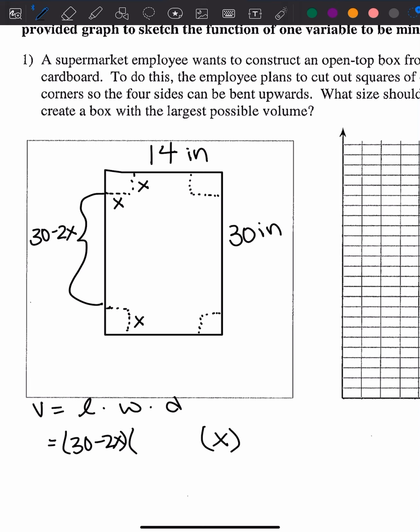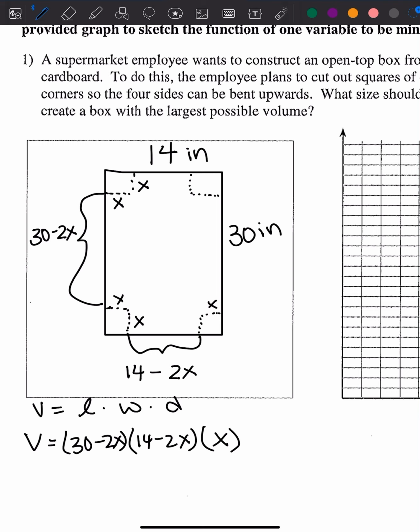On the other hand, we have this one right here. So the whole length of that side is 14. And we are taking away this and this. They are both x. So we're going to have 14 minus 2x. So this right here is our volume equation. It's in terms of one variable, x.